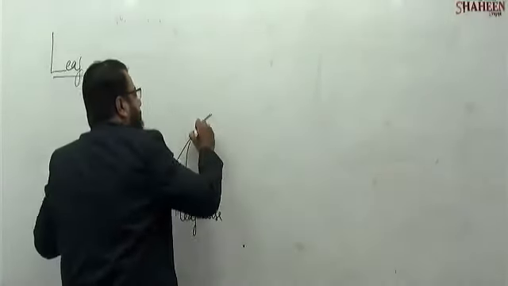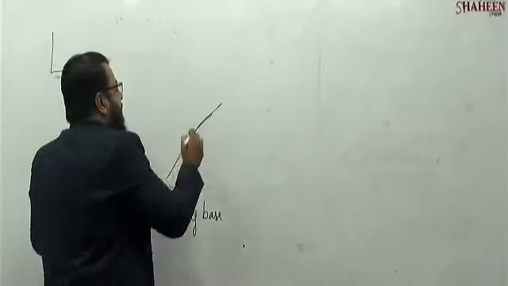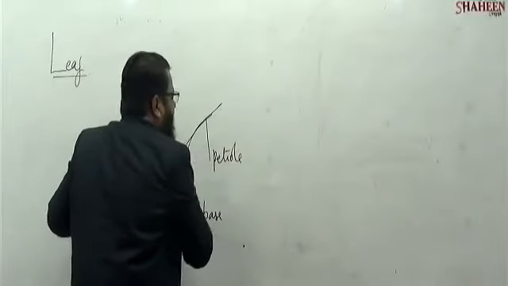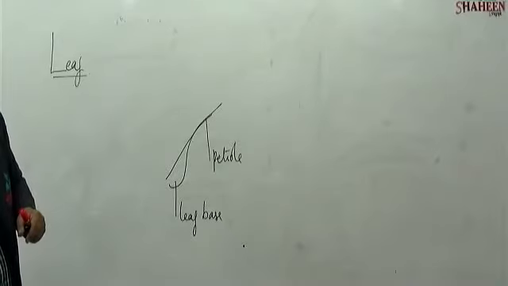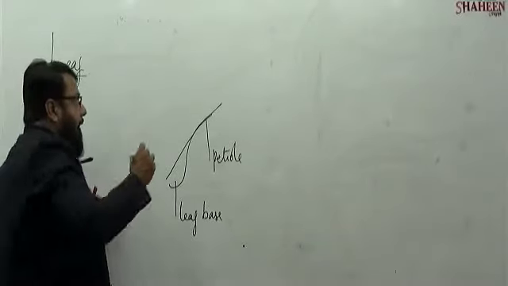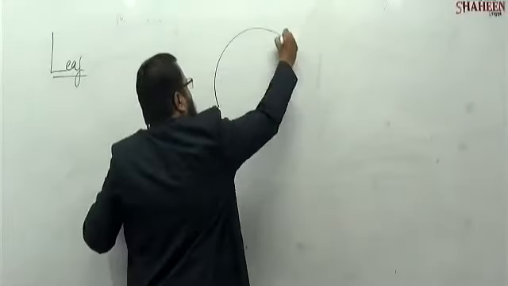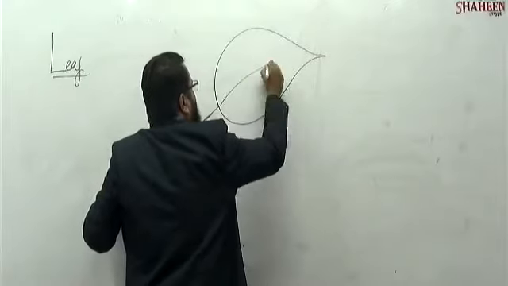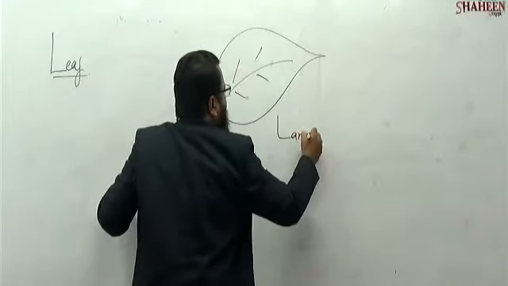The next, a stalk of the leaf, is called the petiole. And a larger, or it varies, flat surfaced area, that is called the lamina.